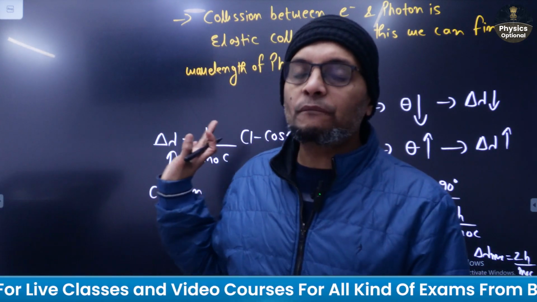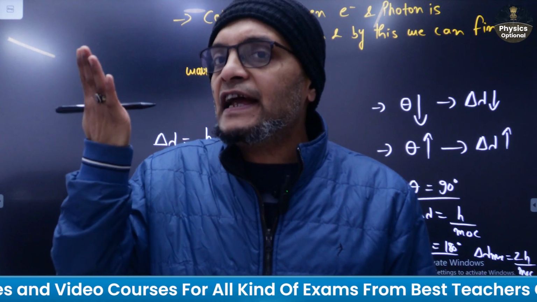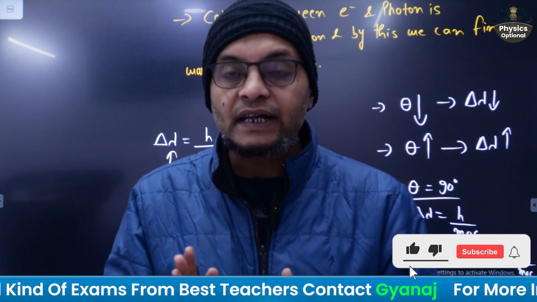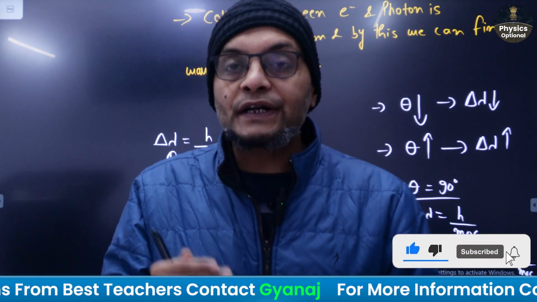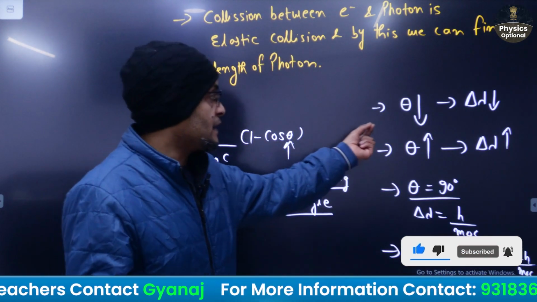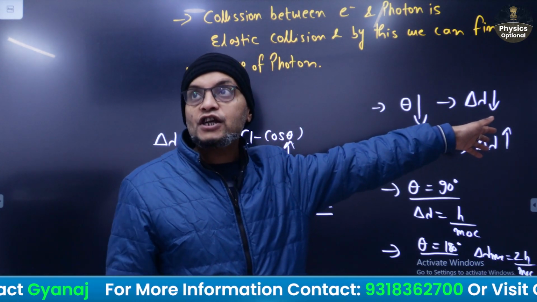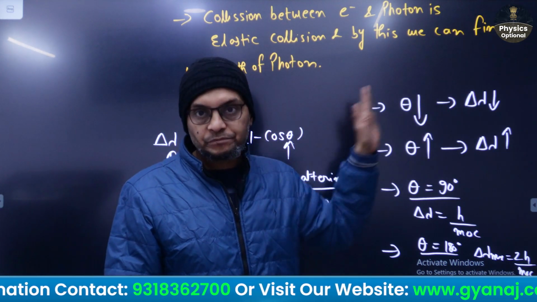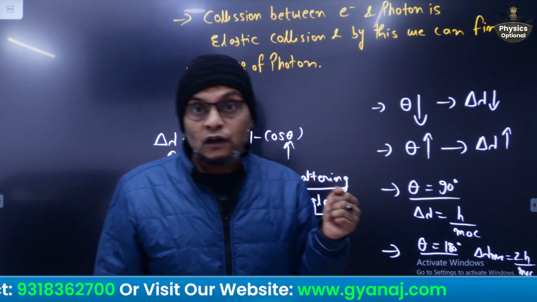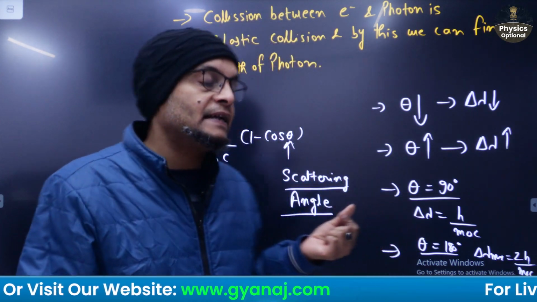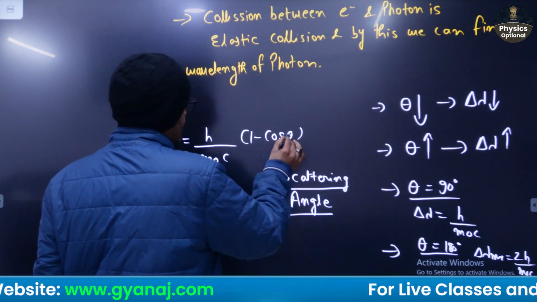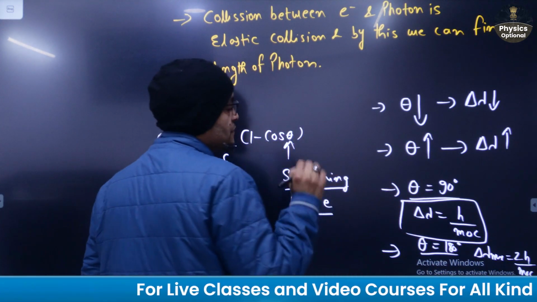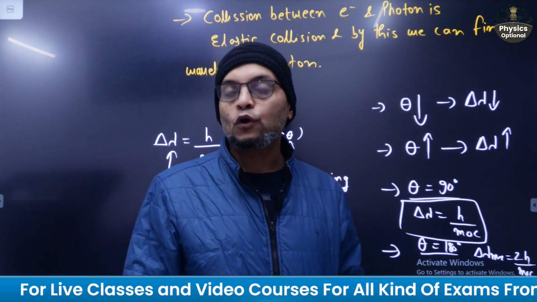Now it is evident from the formula that the greater the value of theta, that is, the more the scattering angle, the more will be the Compton shift, right? Greater the value of theta, greater will be the change in lambda. Lesser the value of theta, lesser will be the change in lambda. Understood? Okay. For theta equal to 90 degrees, see, if you put 90 degrees, cos 90 is 0, delta lambda, the change in wavelength or Compton shift, comes out to be h upon m naught c.